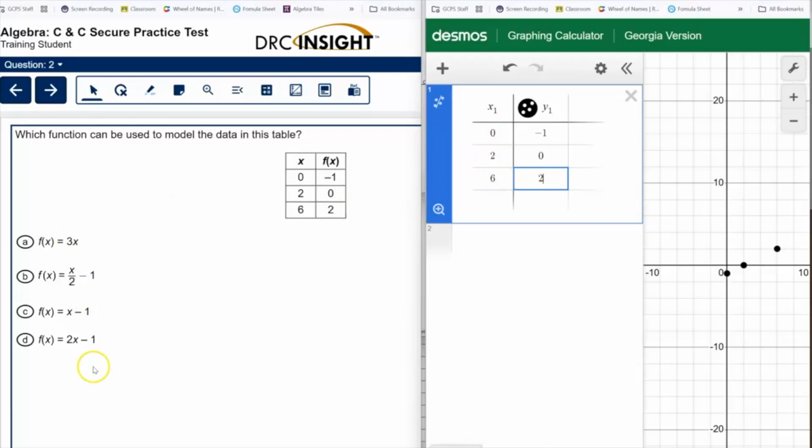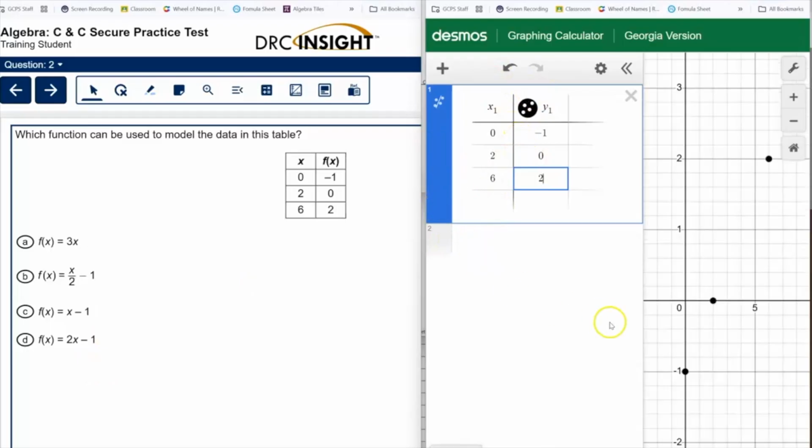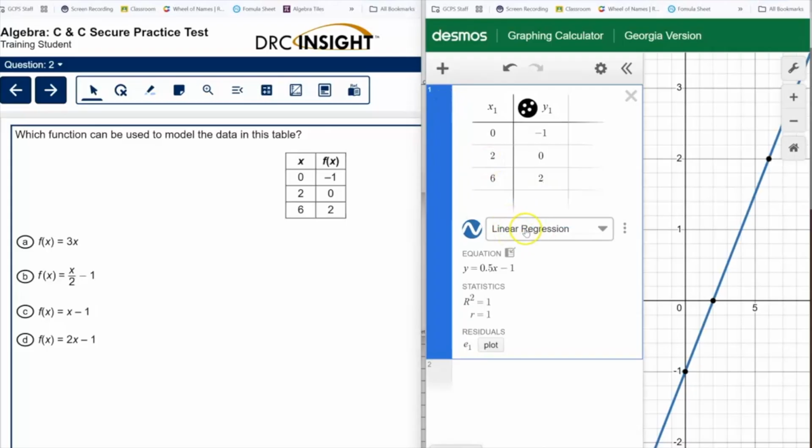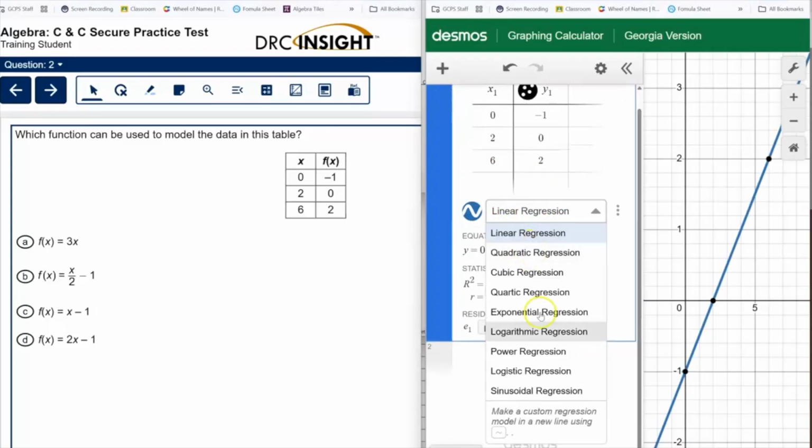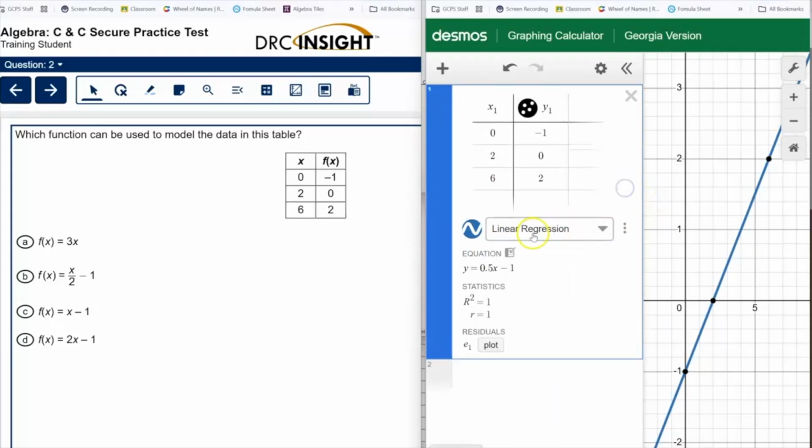And we can see that this is a function. So how do I make this a function? First, I'm going to zoom fit. I can see that what kind of function does it look like? It looks like linear, which makes sense because all these answers are linear. So I'm going to click flag and leave it on linear. If it was anything else, I would change it. But right now, I know that it's linear.